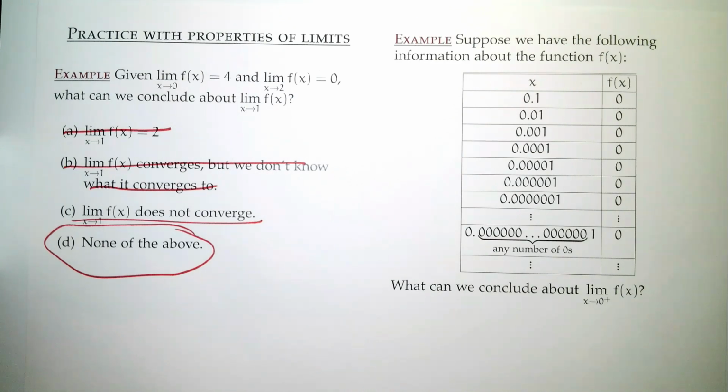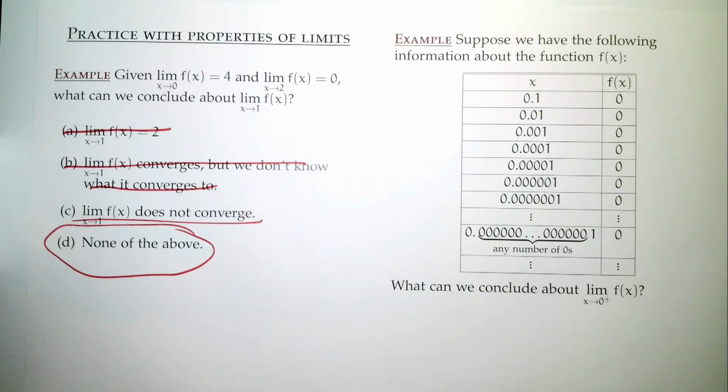Suppose you have the following information about the function f of x. In fact, it's a really clean function. When you plug in 0.1, you get out 0. You plug in 0.01, you get 0. 0.001, you get 0. 0.0001, you get 0. In fact, it doesn't matter. As long as you plug in any number that looks like 0.00000, lots of zeros, and then a 1, you still get 0. The question is, what must be true? What can we conclude about the limit as x goes to 0 from above of f of x?